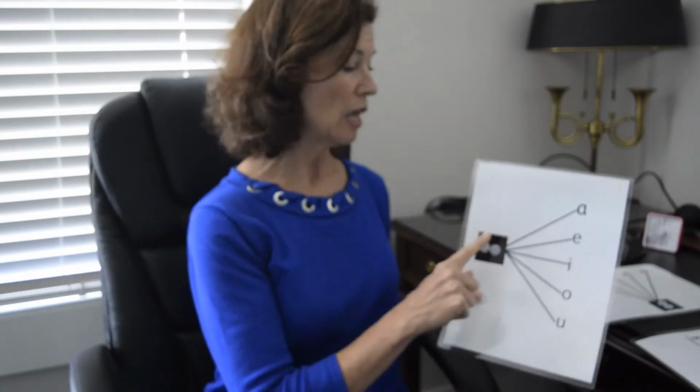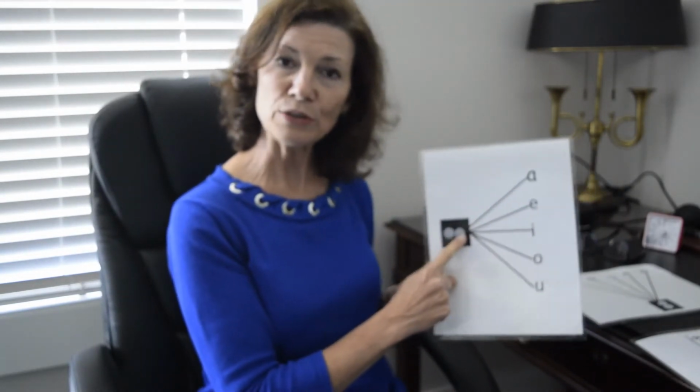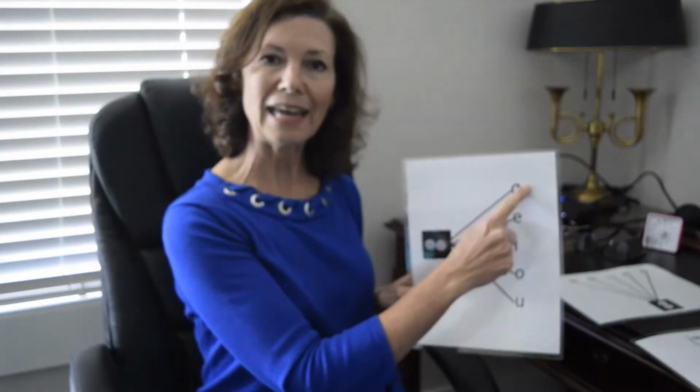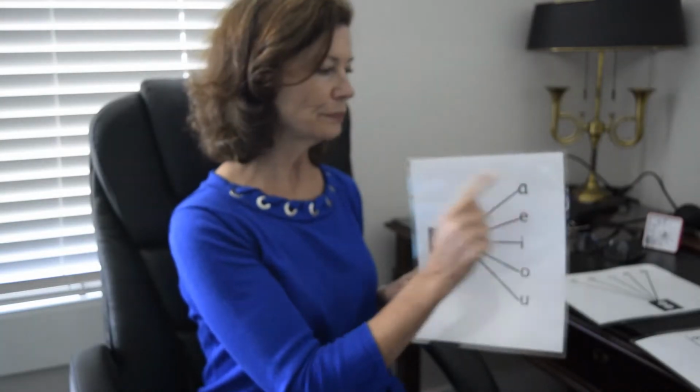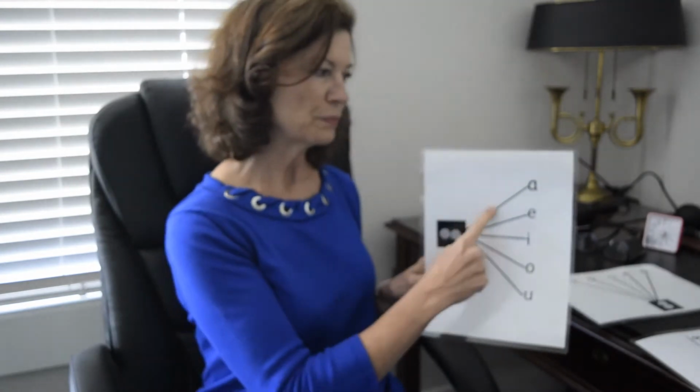The reason that we have the lines here is we want them to make that sound, especially if it's a sound that can continue all the way from the time that they produce the sound until they get to the vowel. And they can use their finger to slide along that line from their target sound to their vowel.